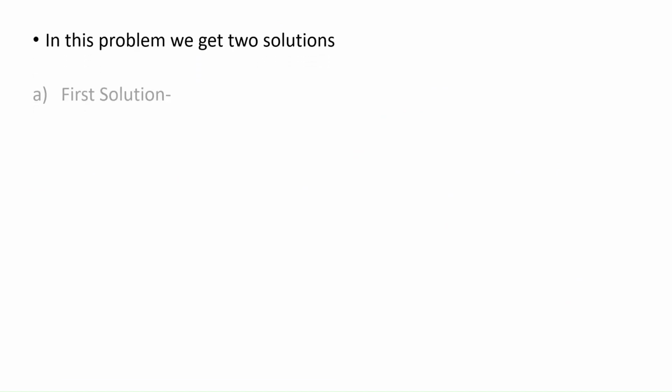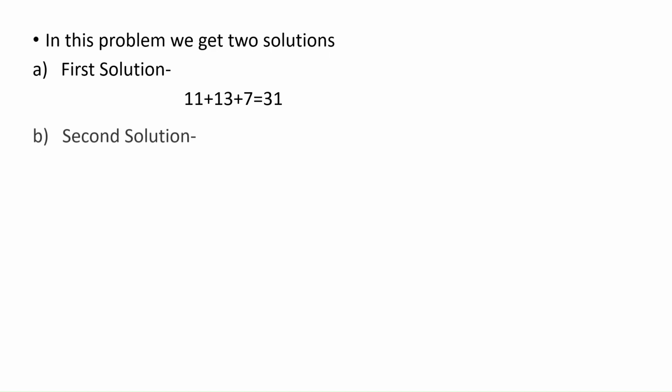By solving the problem, we get two solutions. The first solution is 11 plus 13 plus 7 equals 31, and the second solution is 24 plus 7 equals 31.